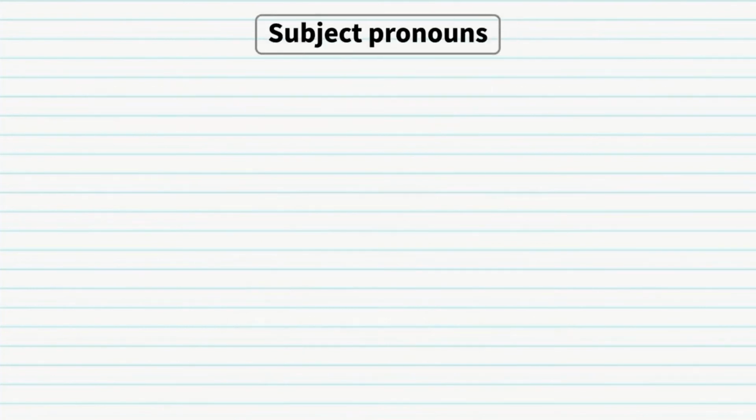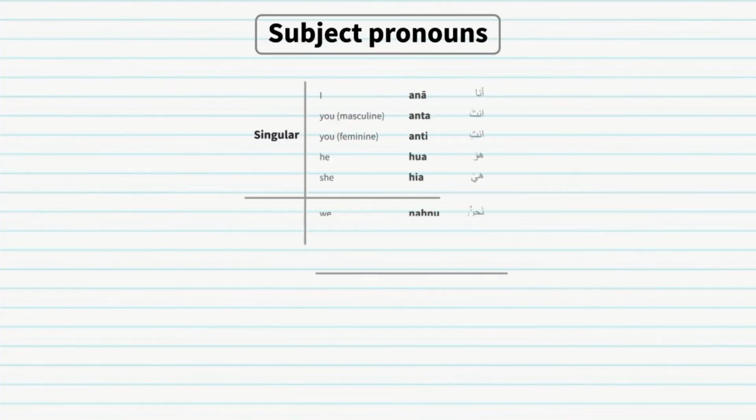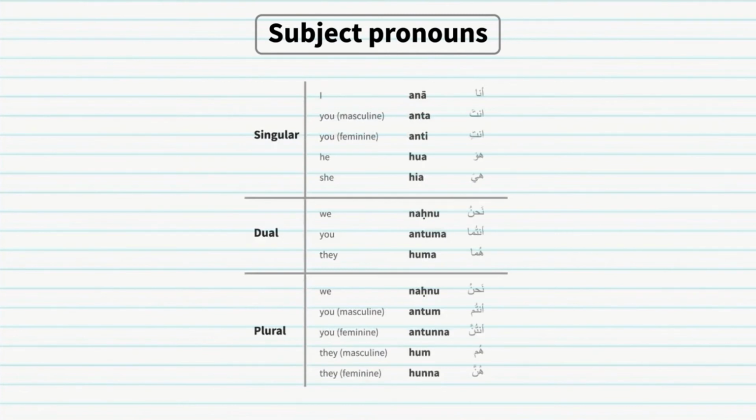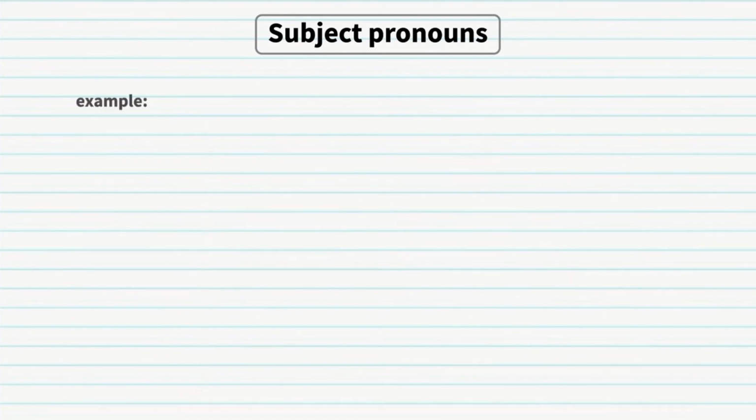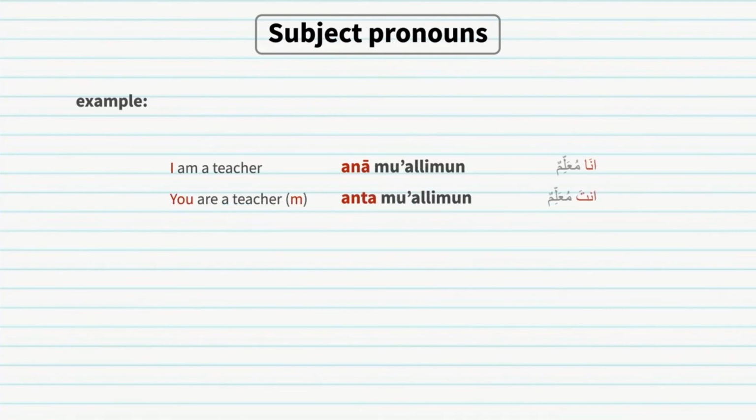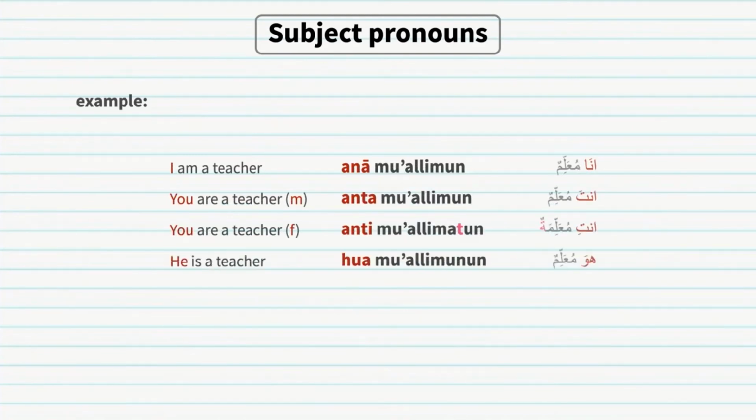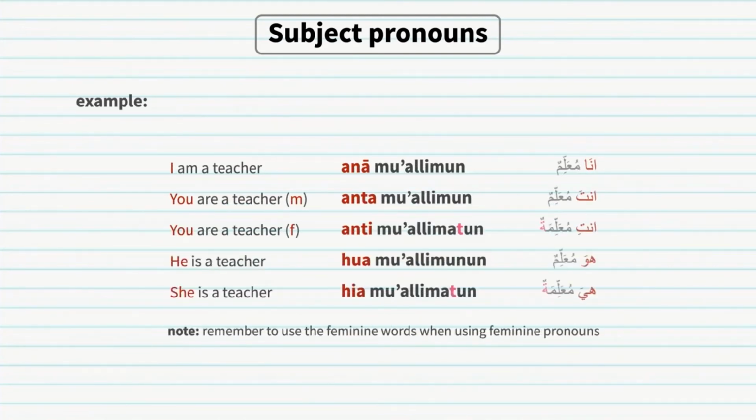Pronouns, subject pronouns. These are the subject pronouns in Arabic. The list of the subject pronouns is too big to cover in one video, so for now we will only talk about the singular subject pronouns. Ana, anta, anti, huwa, hiya. Some examples: Ana muallimun, anta muallimun, anti muallimatun, huwa muallimun, hiya muallimatun.